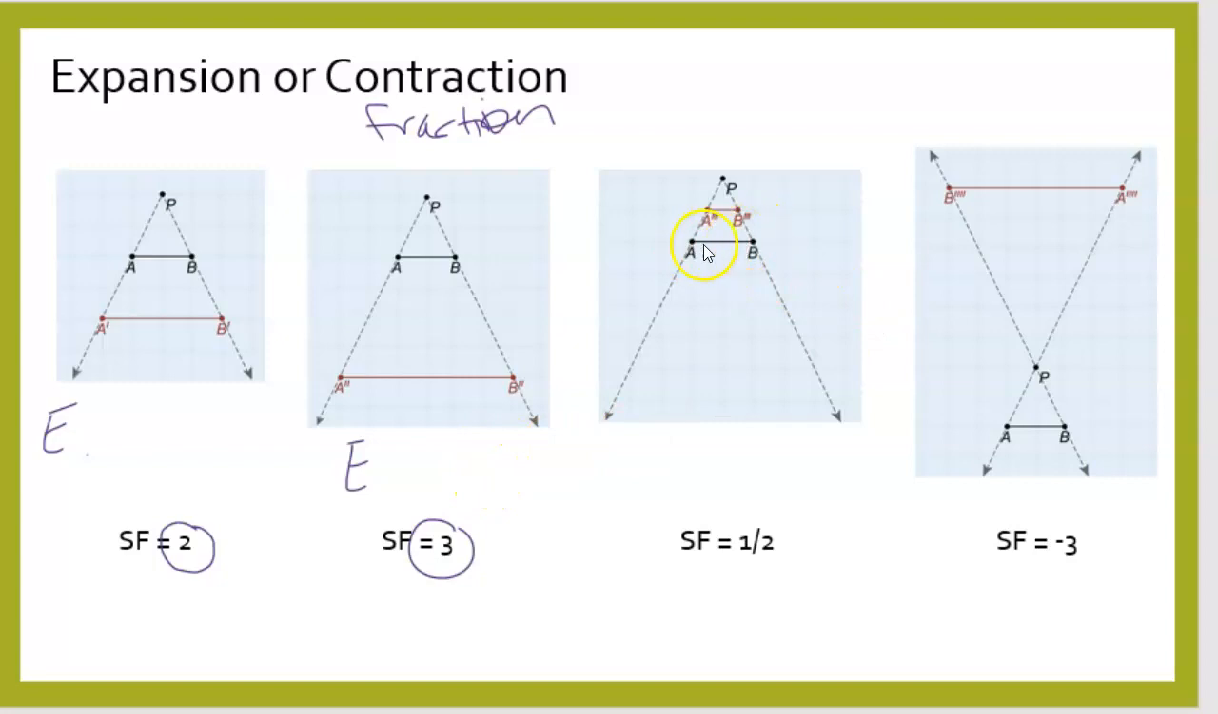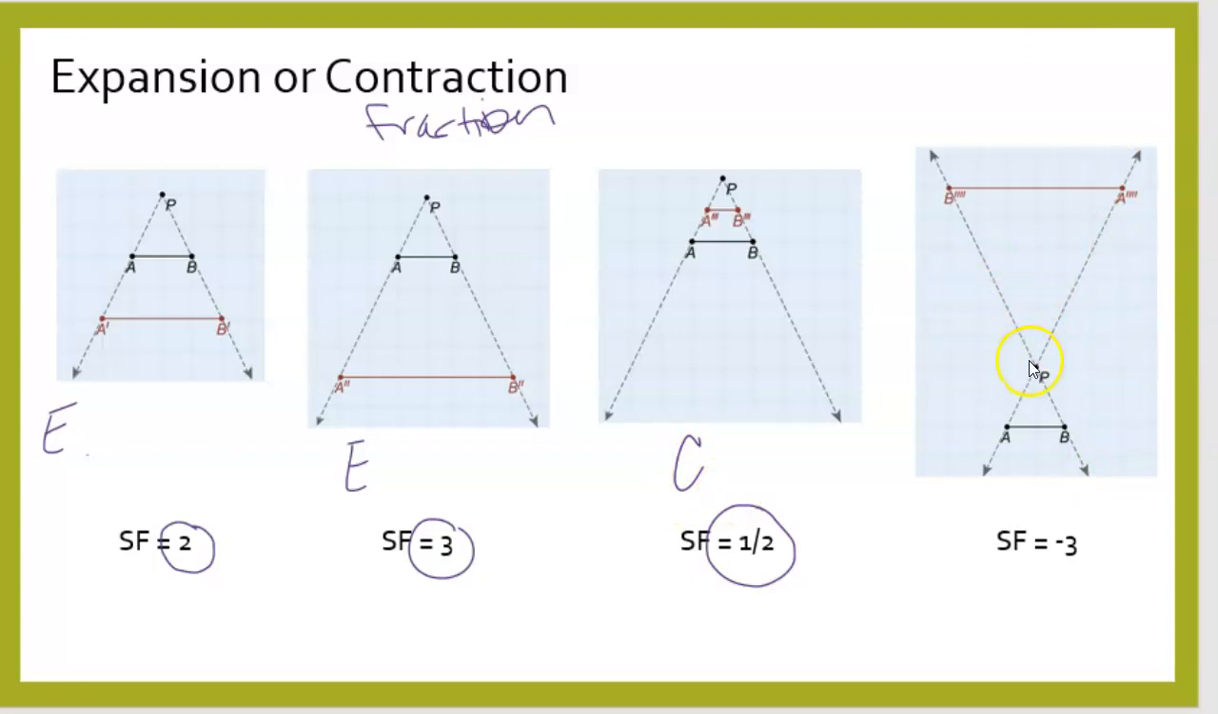Here, remember, AB is the original, the pre-image, and A prime, B prime. Sometimes they use 2 primes. It's just another way to show a difference from the pre-image, the original. It's smaller, and that makes sense because it's a fraction. So this is a contraction.